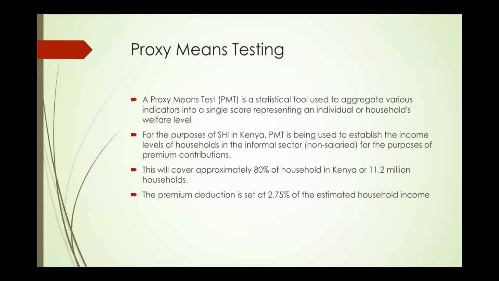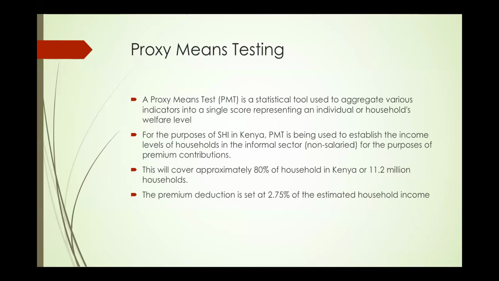And so from their income, we can determine how much they are going to pay for social health insurance. So this tool is actually a statistical analysis of a household to determine. So traditionally, it has been used to determine the household's welfare levels to know if a household is eligible or not eligible for government support or for social protection support. However, for the purposes of social health insurance, this tool has been expanded further to actually determine the income level of that household.